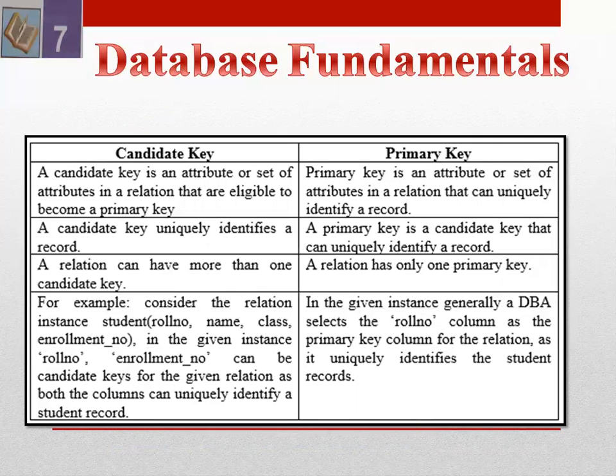For example, consider the relation instance student: roll number, name, class, enrollment. In the given instance, roll number and enrollment number can be candidate keys for the given relation, as both columns can uniquely identify a student record. And in the given instance, generally a DBA selects the roll number column as the primary key column for the relation, as it uniquely identifies the student record.